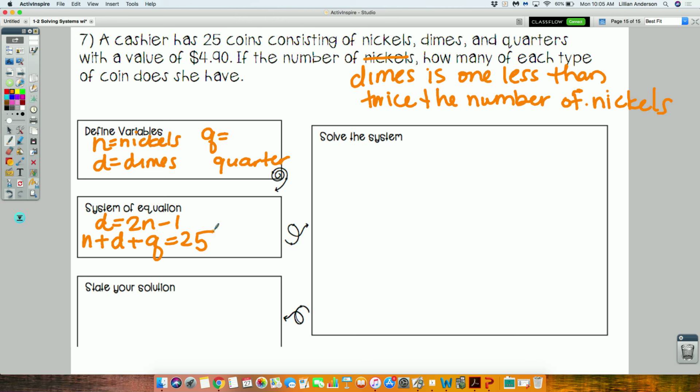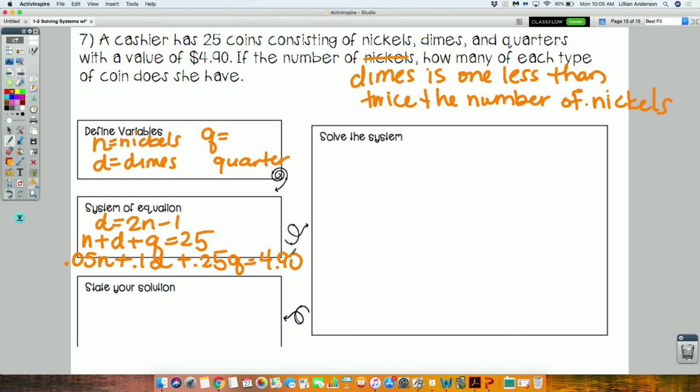How much is it worth? $4.90. A nickel's worth how much? 5 cents. So that would be 0.05. So 0.05 N. How much is a dime worth? 0.1 D plus how much is the quarter worth? 0.25 Q is going to equal 4.90.